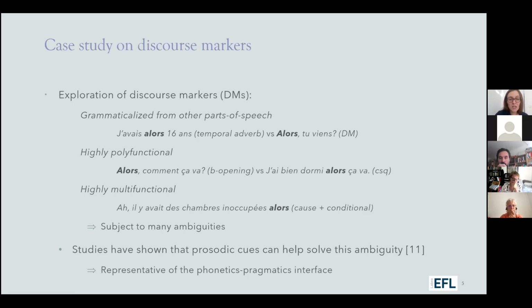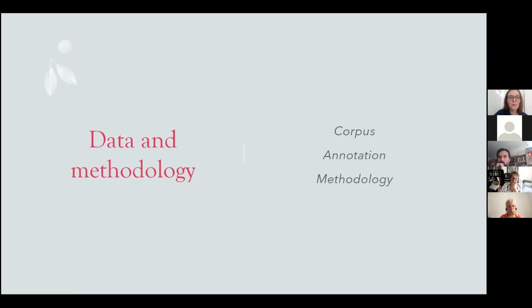And studies have shown that prosodic cues can help solve this ambiguity, but those studies have focused on one or two words in particular, alors in particular, and sometimes et. And what we want to do is to look at larger corpora to investigate this question, which is also interesting because it's very representative of the phonetics-pragmatics interface and the questions it holds.